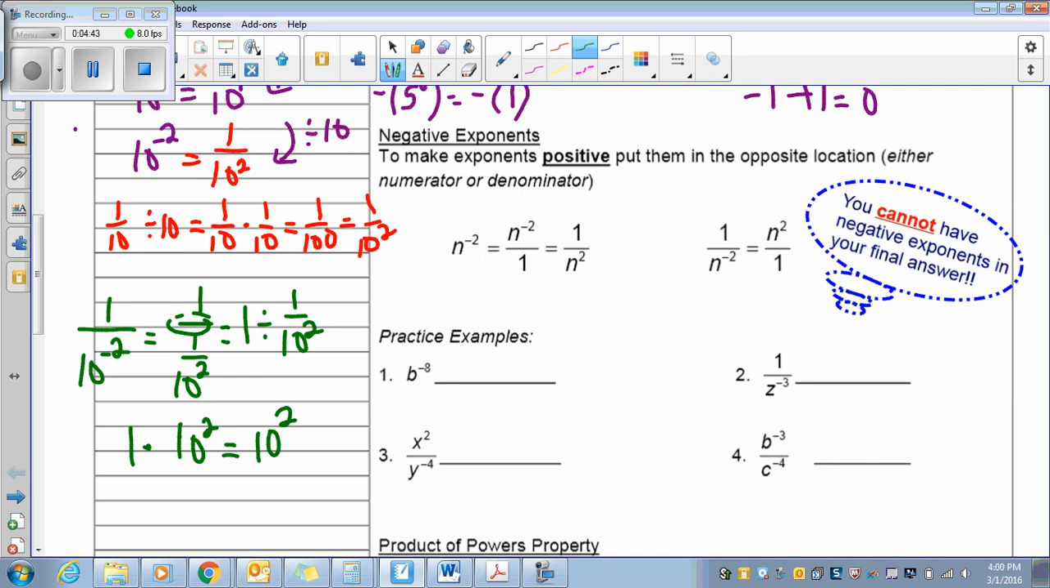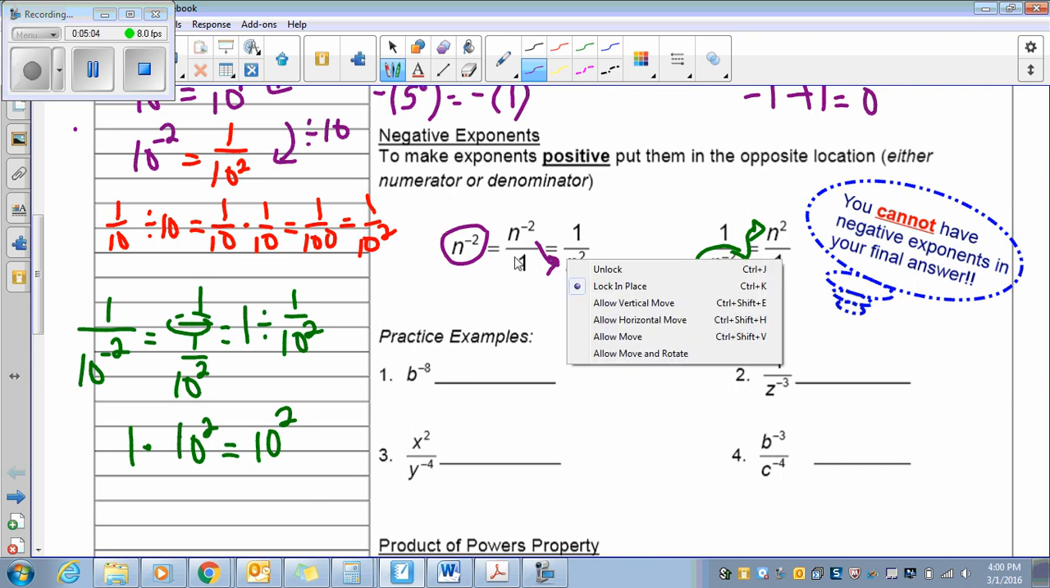So anytime you have a negative exponent in the denominator, in order for it to become a positive exponent, it just flips to the numerator. Similarly, in our previous example, anytime you have n squared in the numerator, like it is here, you just flip it to 1 over that in the denominator, and it's a positive exponent.